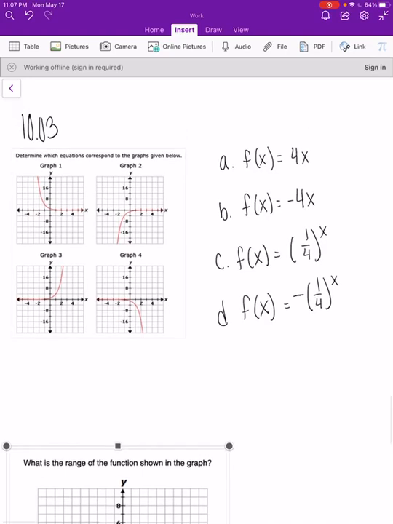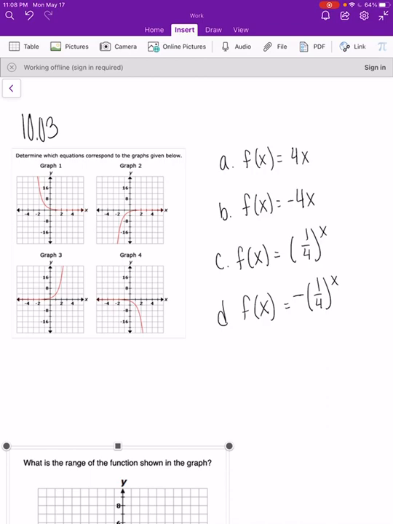Example 1 says, determine which equations correspond to the graphs given below. So we have graph 1, graph 2, graph 3, and graph 4. And then we have letter A, which is f of x equals 4 to the x. B, which is f of x equals negative 4 to the x. C, which is f of x equals 1/4 to the x. And D, which is negative 1/4 to the x.